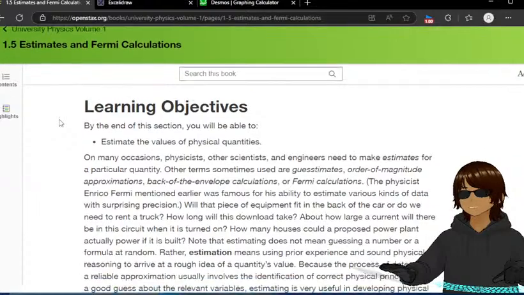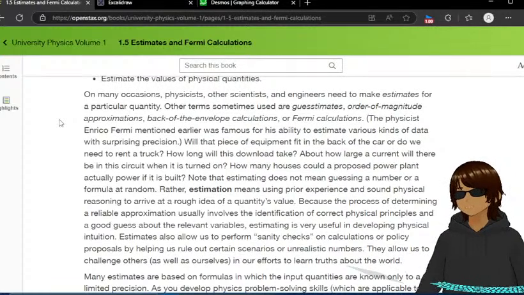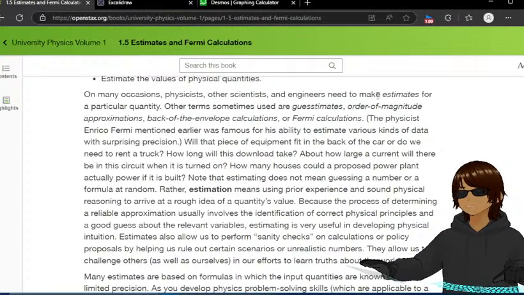Estimates and Fermi calculations. On many occasions, physicists and other scientists and engineers need to make estimates for a particular quantity. Other terms sometimes used are guesstimates, order of magnitude approximations, back of the envelope calculations, whatever. The physicist Enrico Fermi, mentioned earlier, was famous for his ability to estimate various kinds of data with surprising precision.